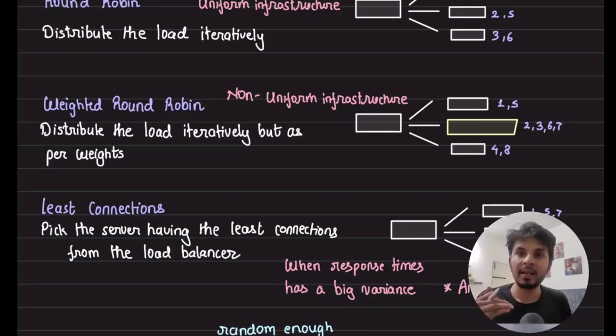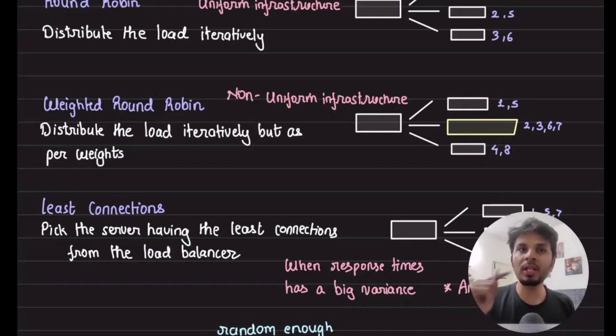So what I need is to round robin in the ratio 1:2:1, which is what weighted round robin is all about. In weighted round robin, you define the weights for each of your servers, especially when your infrastructure is non-uniform, such that if your ratio is 1:2:1, your requests would go like this: 1, 2, 3, 4, 5, 6, 7, 8, right? 1:2:1 in a round robin fashion, right?